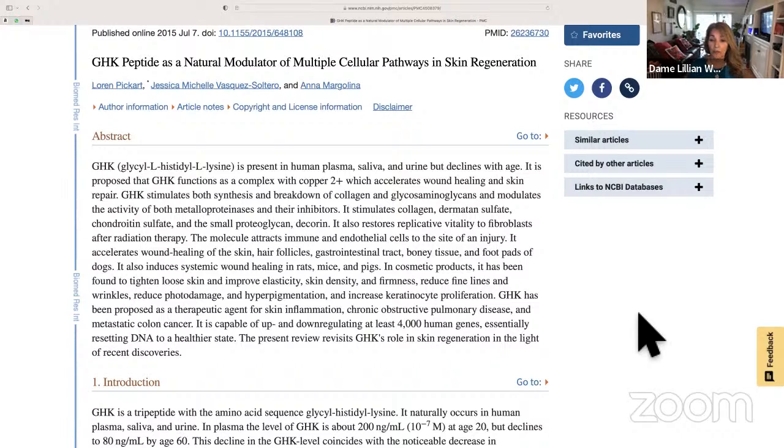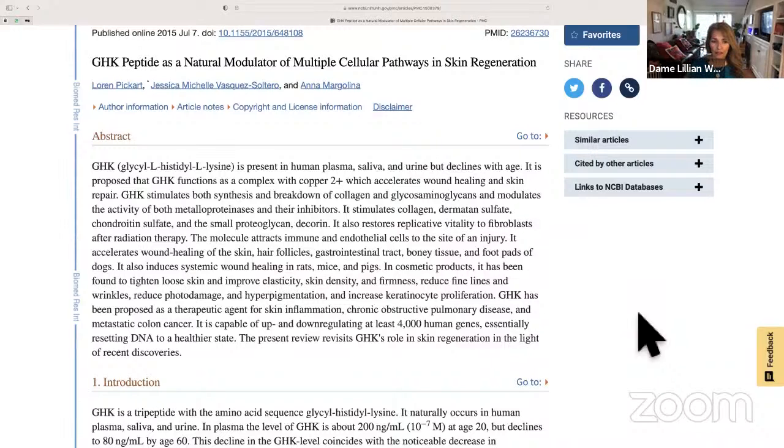It also restores replicative vitality to fibroblasts after radiation therapy. So the molecule attracts immune and endothelial cells, which has to do with interior skin cells, to the site of injury. So it's letting you know that this molecule is automatically attracting immune and restorative skin tissue to whatever the site of injury, wherever you have damage in the body.